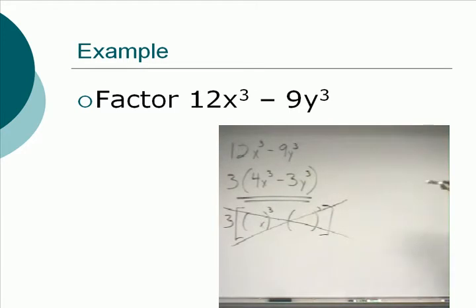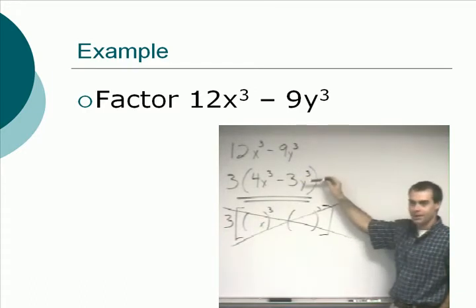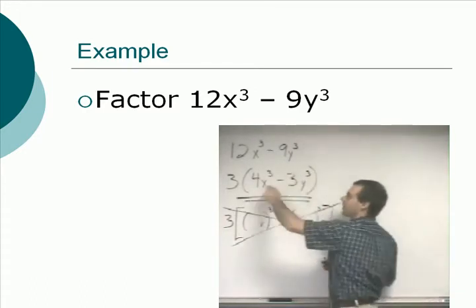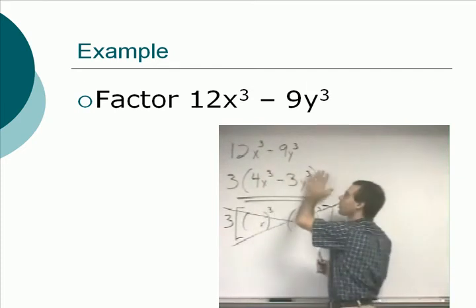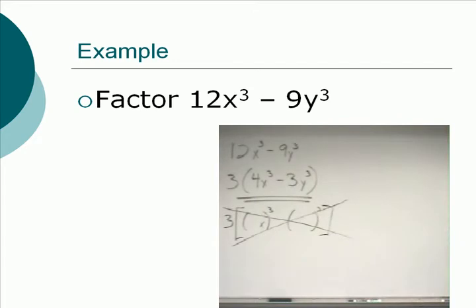Now, is that prime? Would we say that this thing was prime? No, you wouldn't say it's prime because you could factor it a little bit. But this factor right here is prime. This can't be broken down anymore. But to say that that's prime would be not true because we were able to factor it just a little bit.